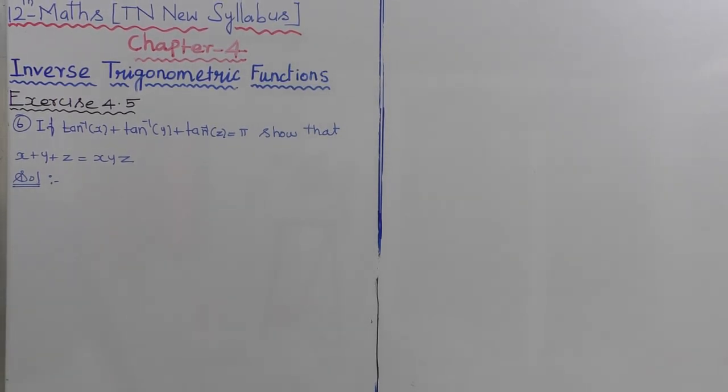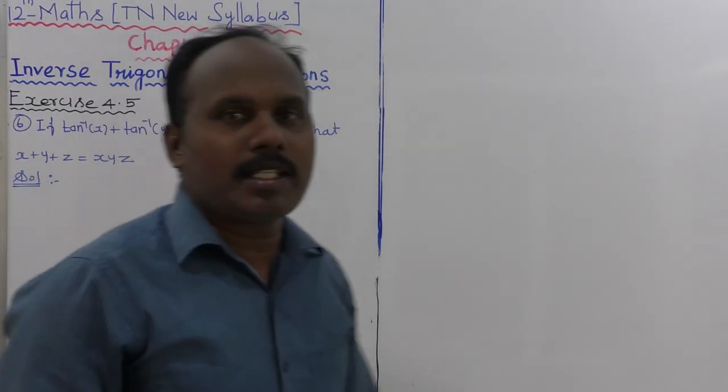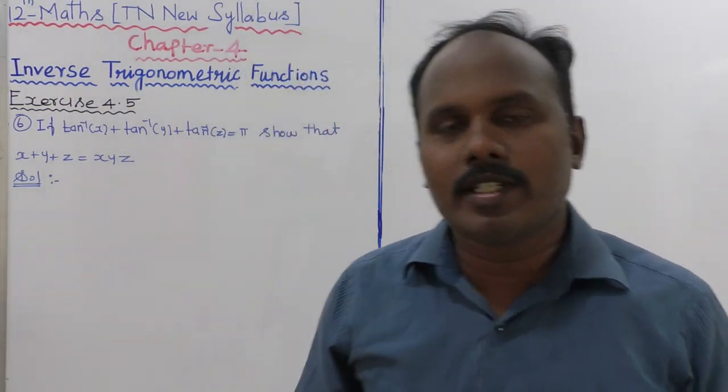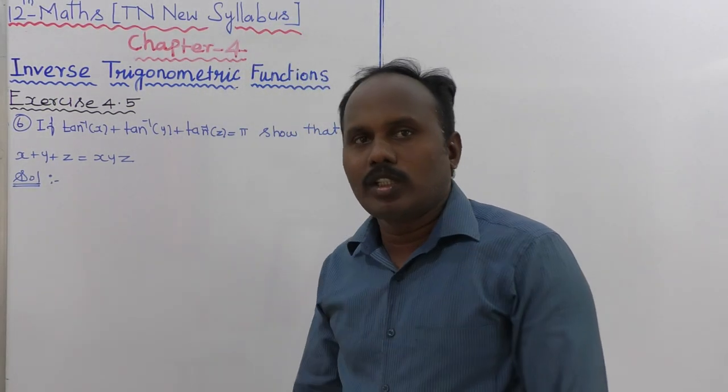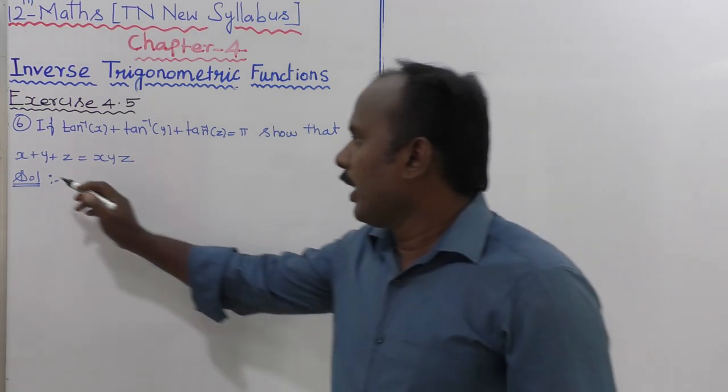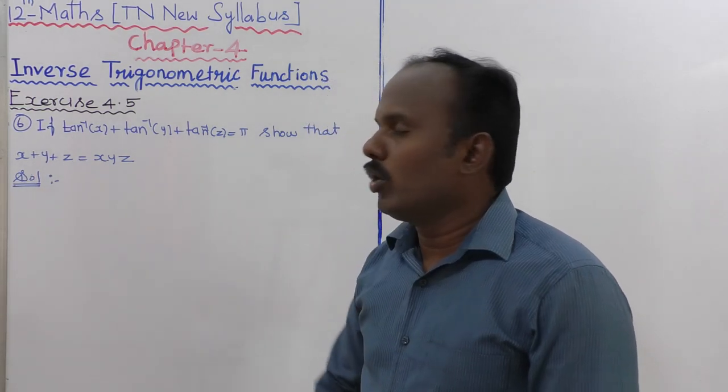Exercise 4.5, sixth sum. If tan inverse of x plus tan inverse of y plus tan inverse of z is equal to pi, show that x plus y plus z is equal to xyz.